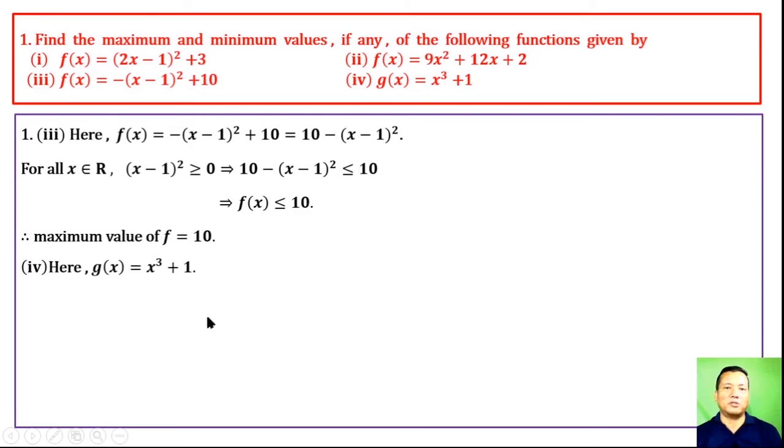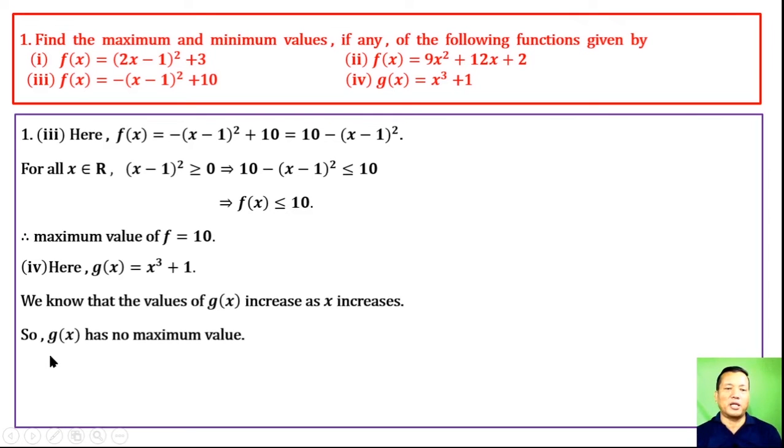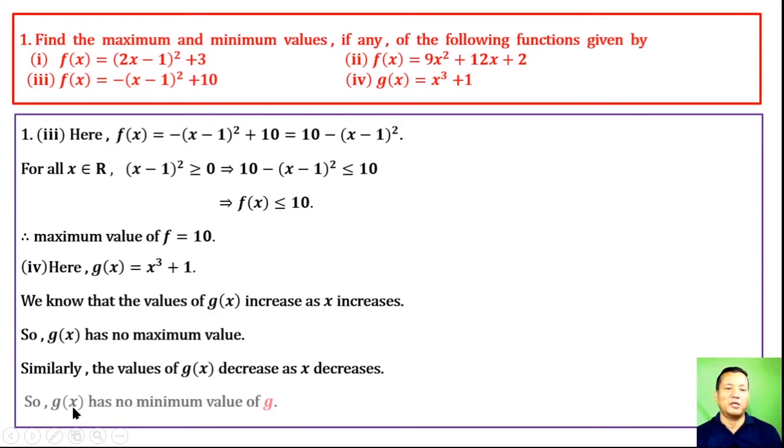For Roman number 4, g of x is x cubed plus 1. We note that the value of g of x increases as x increases. So g of x has no maximum value. Similarly, the value of g of x decreases as x decreases. So g of x has no minimum value.